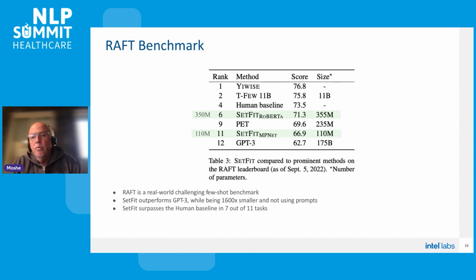So we submitted two versions of SetFit. One was 100 million parameters, and the other was 350 million parameters. And we can see in the table, the smaller SetFit outperformed GPT-3 while being 1,600 times smaller and without using any prompt at all, which is a major advantage. Overall, it's clear that SetFit demonstrates the best parameter efficiency with relation to performance in comparison to any other models on the leaderboard.